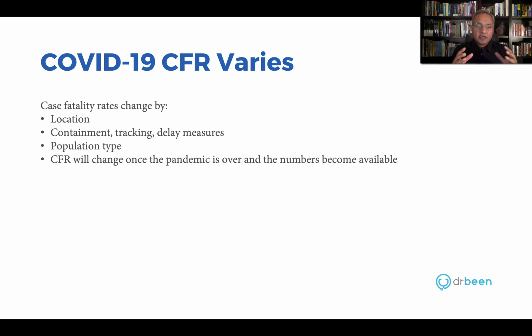The case fatality rate varies because of the location, because of the contamination tracking, and because of population type. The case fatality rate is lower in younger population. So if we have an area where the population is predominantly, let's say, young, they would have a lower CFR. Compare that to some area where there are more older people, then the CFR will be higher. And then finally, please remember, as I said before, CFR will change when the pandemic is over and the final numbers are in. That is what had happened with SARS-CoV as well.